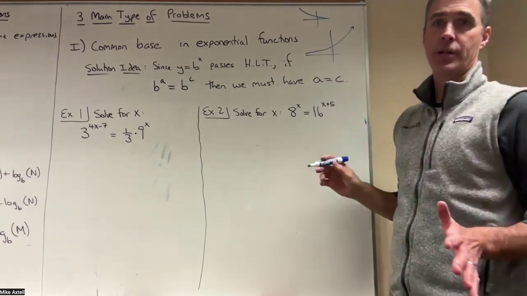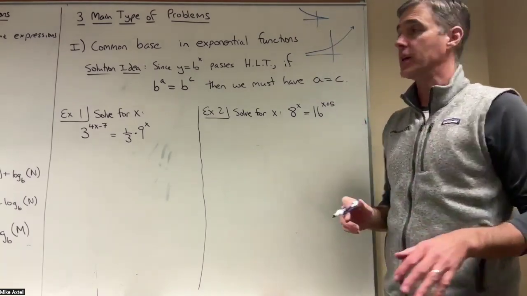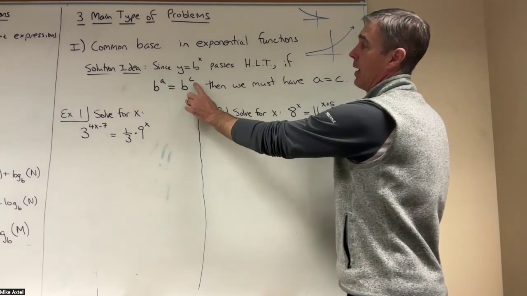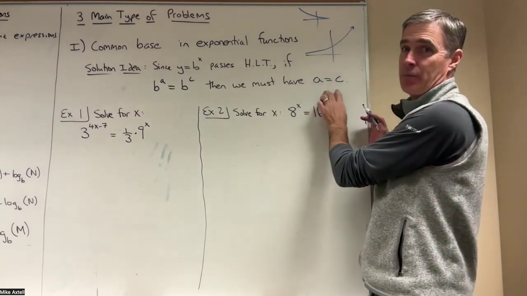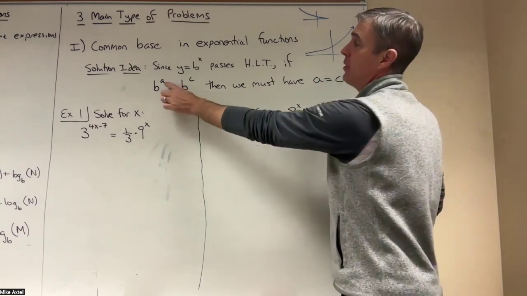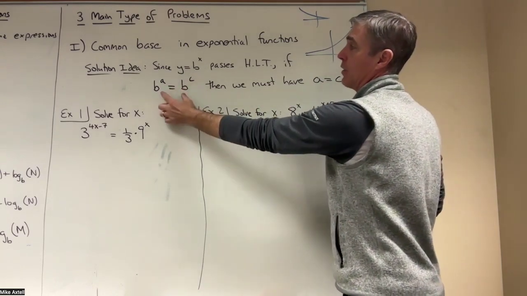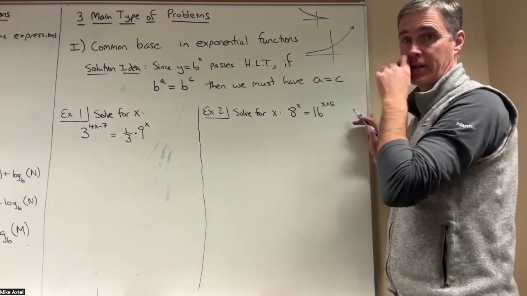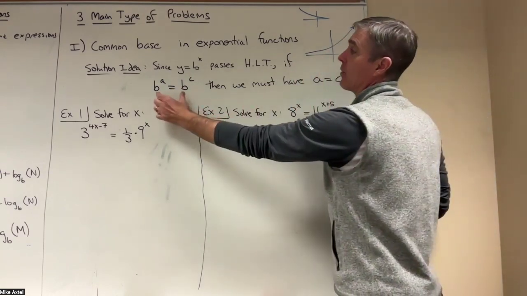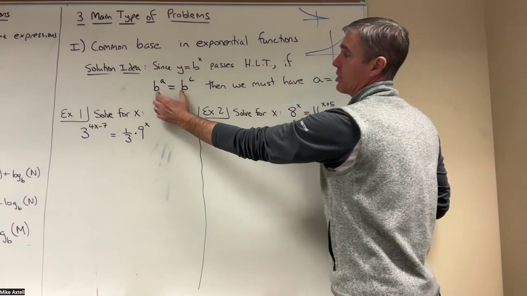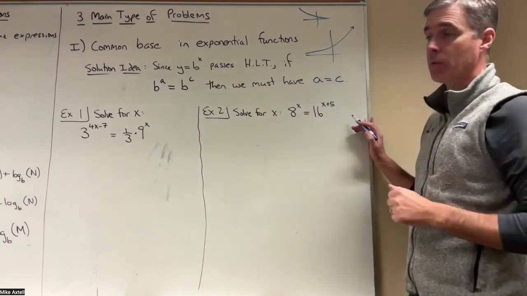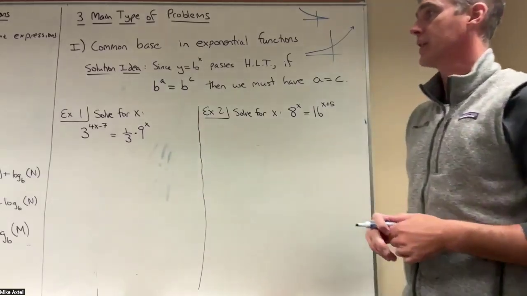It passes the horizontal line test, which among other things means that if b to one power is equal to b to another power, then the two powers had to be the same. There are not 2 different values of a and c where they have the same output. Otherwise, we would have failed the horizontal line test. So if I ever grind an equation down to a situation like this, I can automatically just focus on the powers. All right, so let's look at this guy.